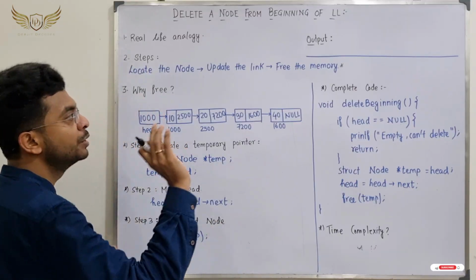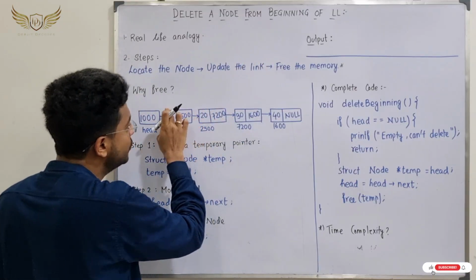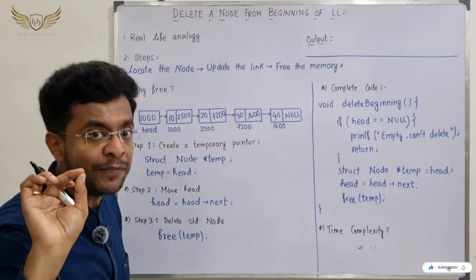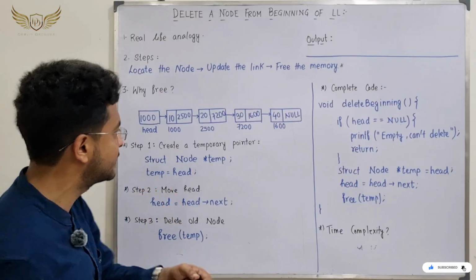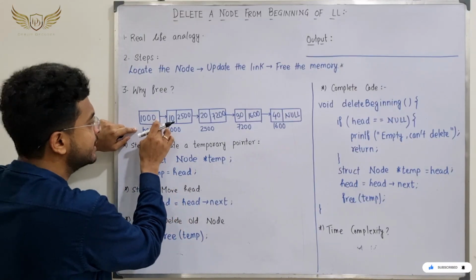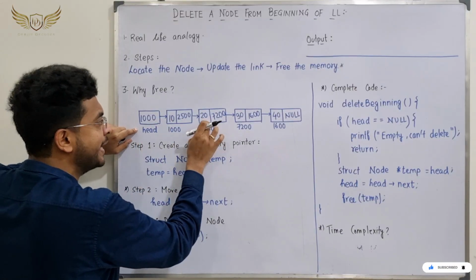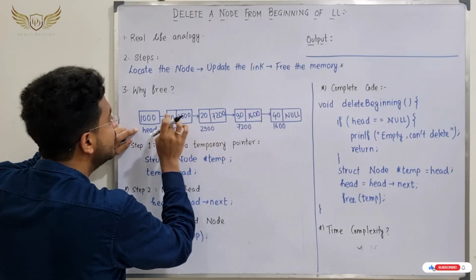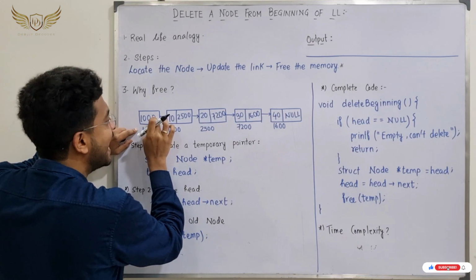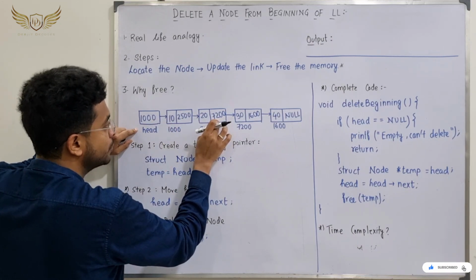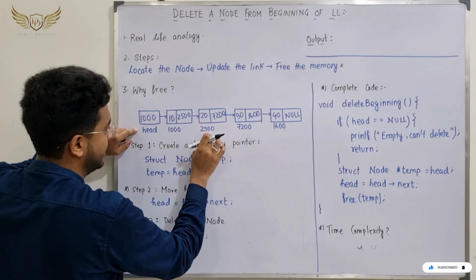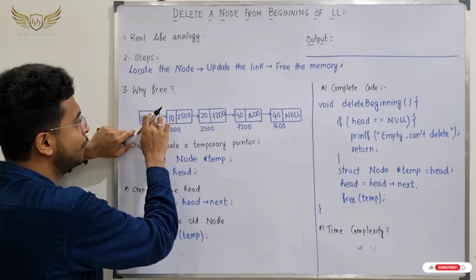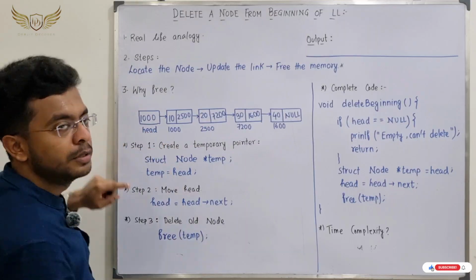Correct? So what we need to do, try to understand. If we want to delete this node, because our topic is deleting from the beginning, this 10 should be deleted. This is a very easy peasy task, if you really want to know. Head is holding 1000, but now the linked list will start from 20. So this will become the first node. So head should hold the address of this node. What is the address of this node? 2500. So just replace this value 1000 by 2500, and it will be pointing to this one. This will be omitted out.